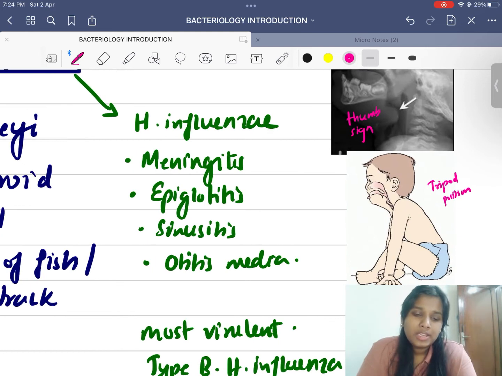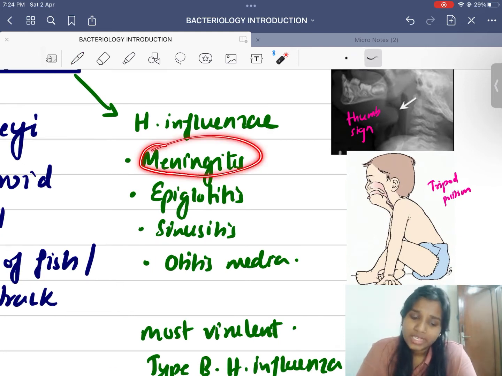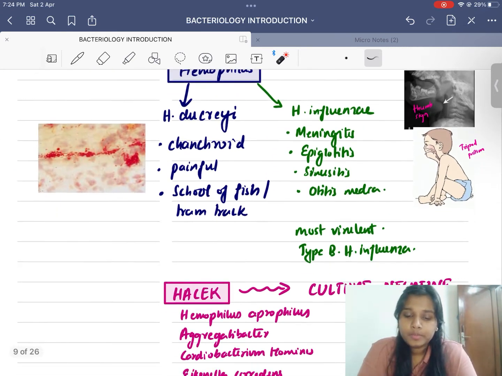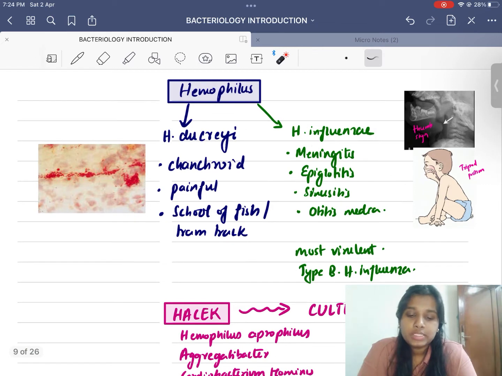Now Haemophilus influenzae can also cause meningitis, a very important cause. It also causes otitis media, sinusitis. And out of the Haemophilus influenzae, the most virulent is the type B. Most virulent is the type B.